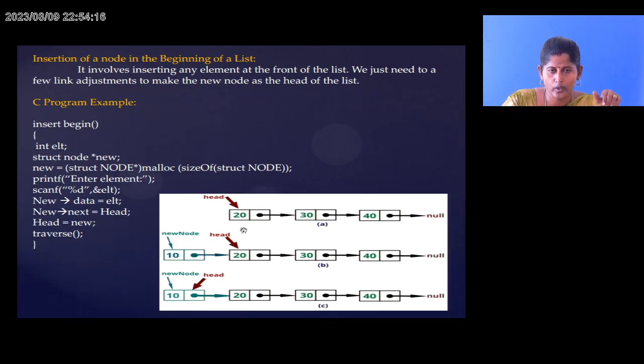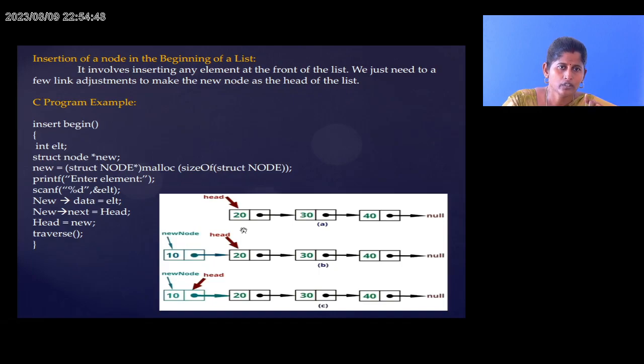And now we are going to do the link between this new node and the head node. So the node will be created using the malloc function, and the element to be inserted in that node is taken from the user, that means the element is 10. New data is equal to element. This step makes 10 the data for the new node, so that the element is inserted in the new node.